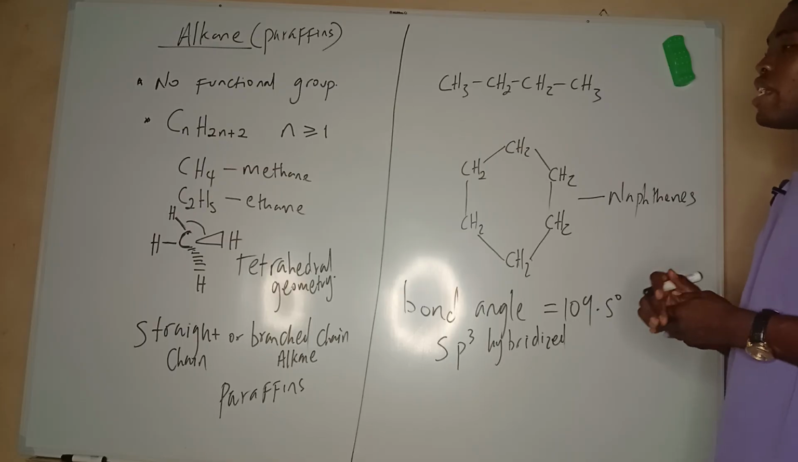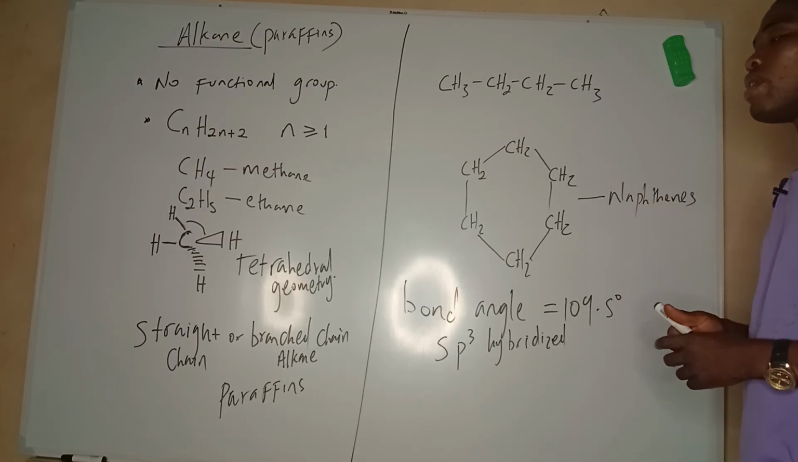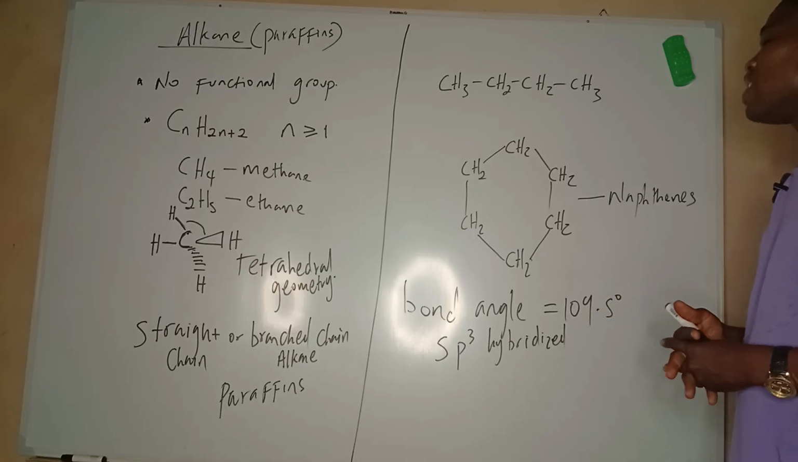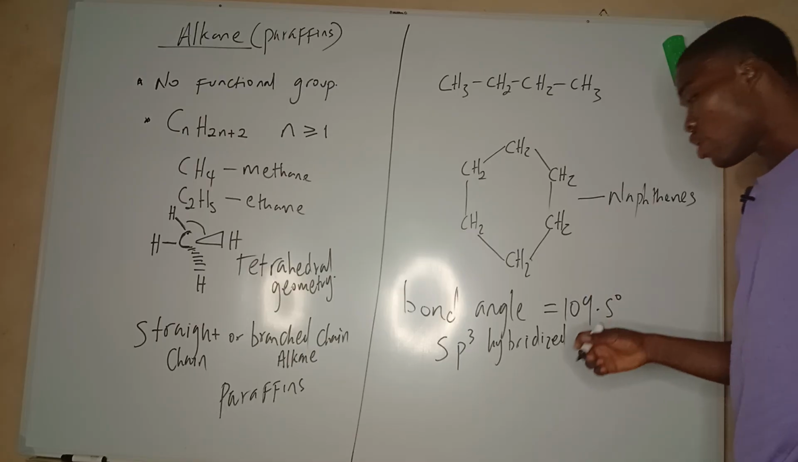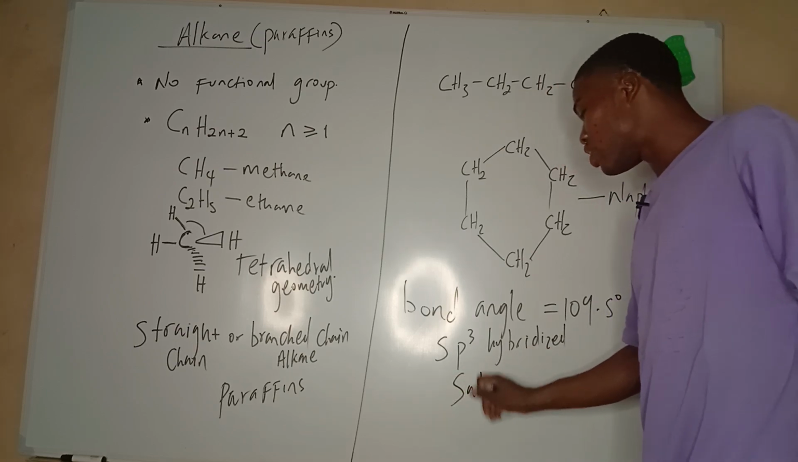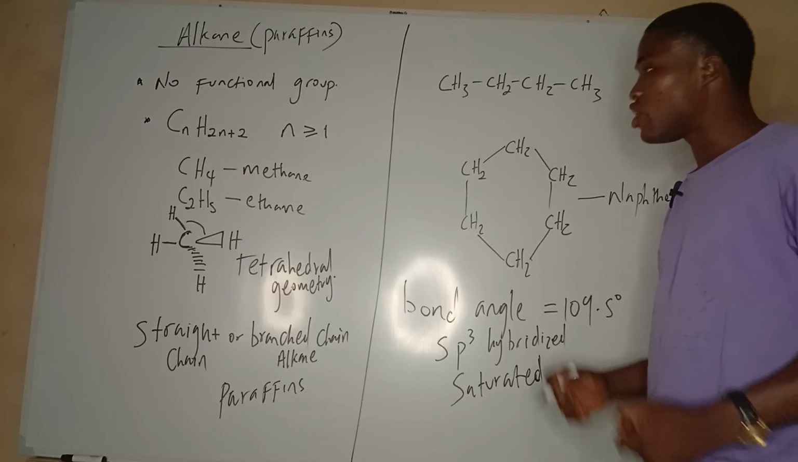So sp3 hybridized, each carbon is sp3 hybridized. There's no pi bond, so they are saturated. That's why they have partial affinity. They are saturated, and we prefer substitution reaction instead of addition reaction.